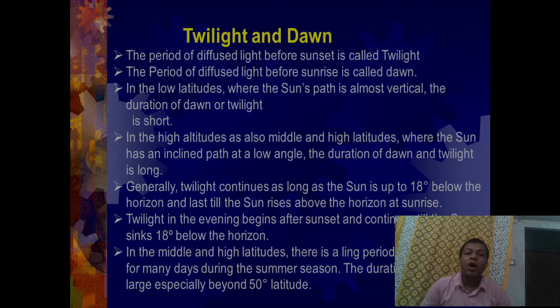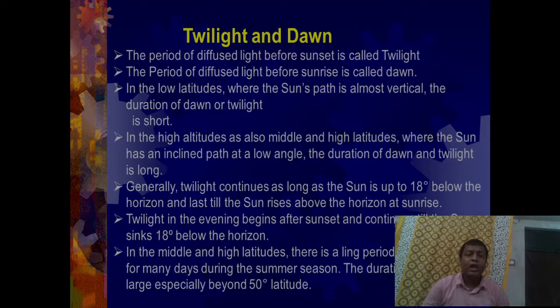Okay, so what is this phenomenon? This is all about the application of your physics. Okay, so dear students, the period of diffused light before sunset is called twilighting, and the period of diffused light before sunrise is called dawn. Although we can easily define these words as only twilighting, yet in your book it is given twilight and dawn, so we are going to discuss this.